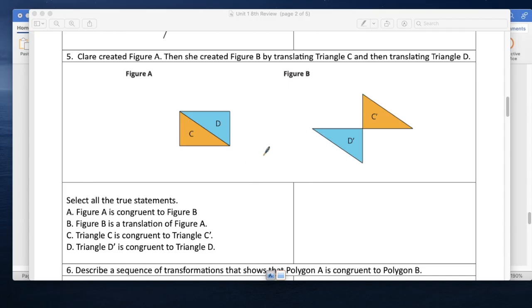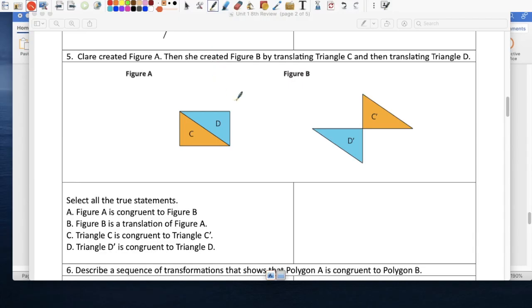Claire created figure A. Here's figure A, she created that figure. And then she created figure A by translating triangle C and then translating triangle D. Okay, so she translated triangle C.